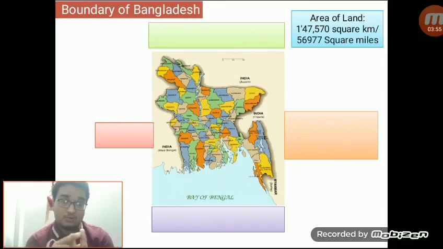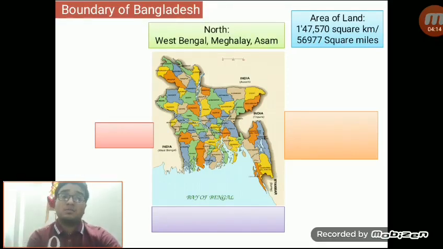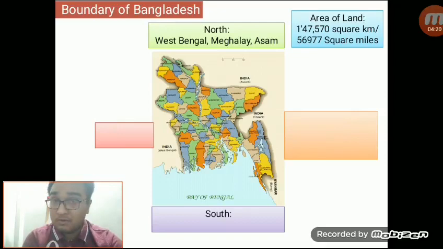Okay, so Bangladesh has 2 neighbor countries. One is India and another is Myanmar. Okay, and India is captured us by 3 sides. Okay, first of all, in north, basically there are 3 states of India are situated. So these are the names of 3 states of India: East Bengal, Meghalaya, and Assam. Then in south, the Bay of Bengal is situated in south of Bangladesh, and this is very easy to understand. I think you all know about this thing.